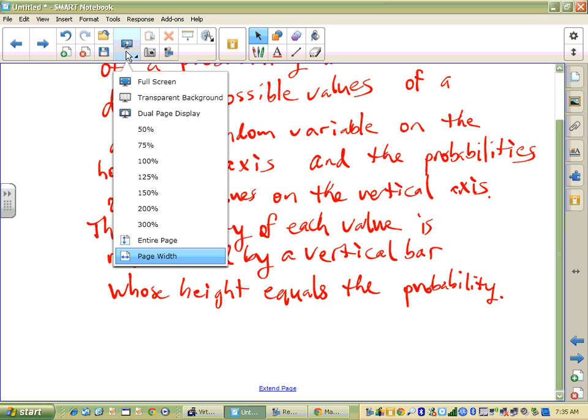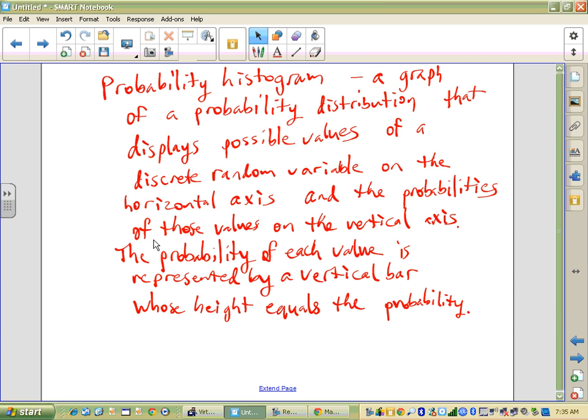Okay, let me put that full screen so everybody can see the whole thing. Probability histogram. Histograms are graphs. It's a graph of a probability distribution. So chances are in the homework, once you have a probability distribution, one or two questions that follow it might ask you to identify the histogram. Real simply, you're just going to look at the bar graph, look at the probabilities. Greater probabilities will correspond to greater heights of the bars.